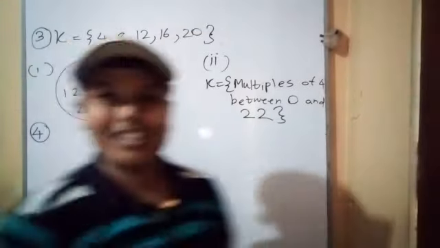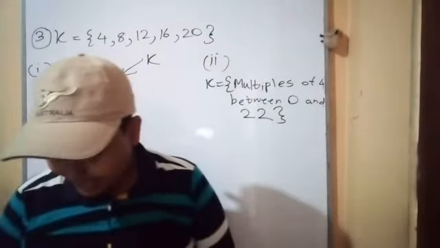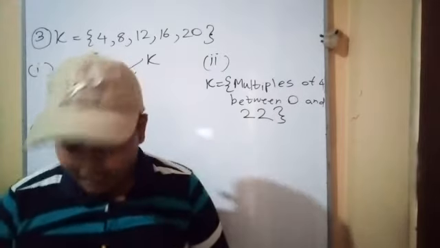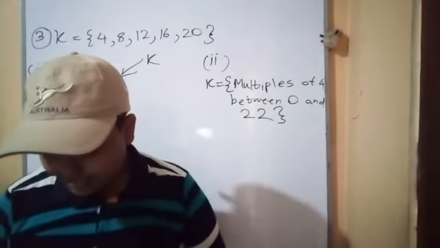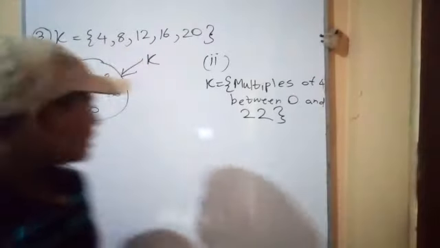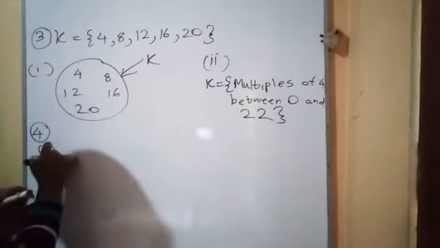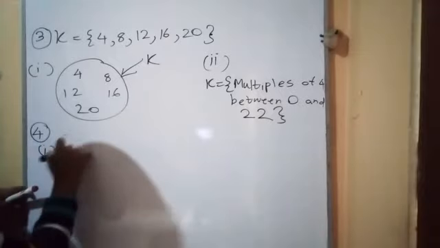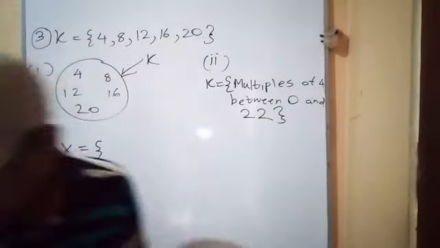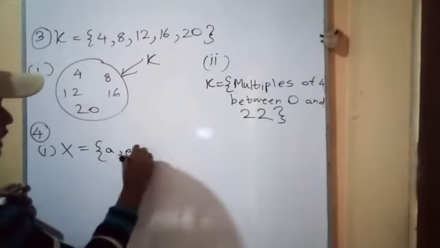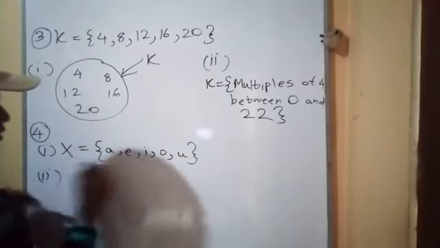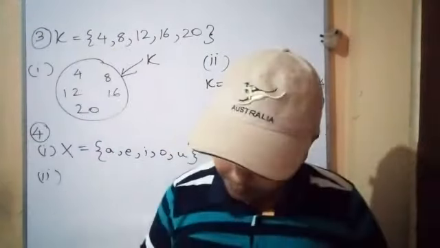Okay, let's move to the fourth question. The set X has been represented by a Venn diagram here. The first one: express the set X in a different form by writing the elements of X within curly brackets. You know what curly brackets are? Now write the set X and keep the curly brackets. What are the elements of the Venn diagram? A, E, I, O, U. You write these elements in the curly brackets.